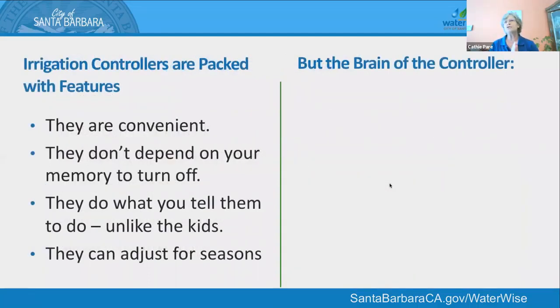Irrigation controllers versus hand watering, they're packed with features. They're convenient. They don't depend on your memory to remember to turn them off. Even timers don't always work. I set a timer on my clock and then I'm like, why is that thing beeping at me? Oh yeah, I put the drip system on. They do what you tell them to do, unlike the kids.